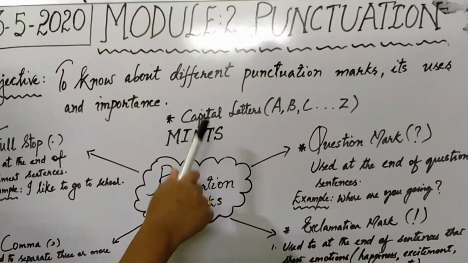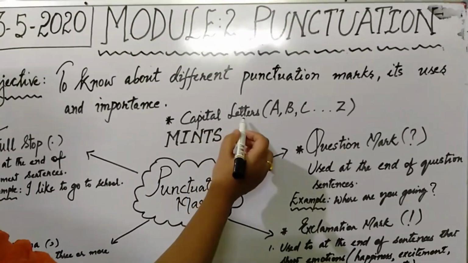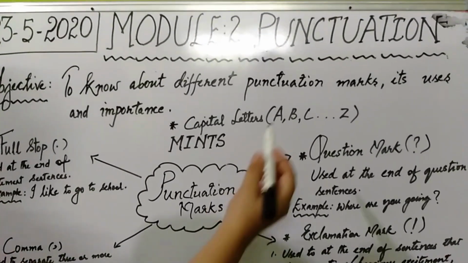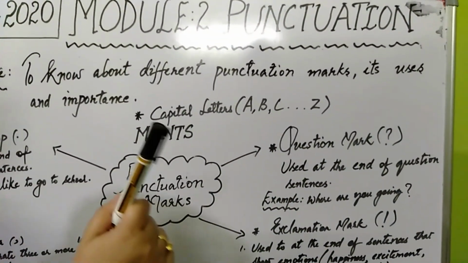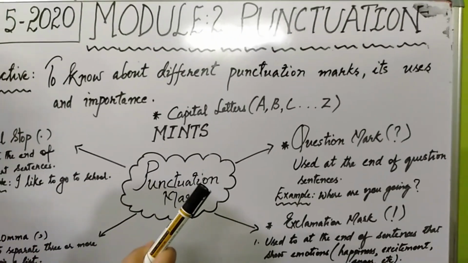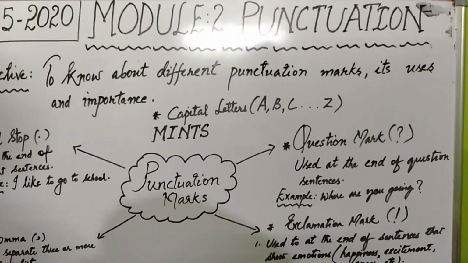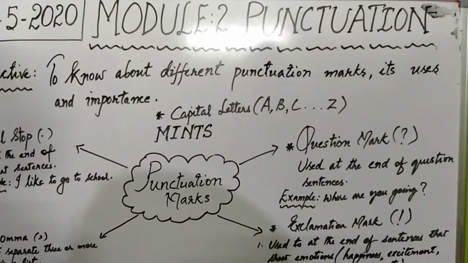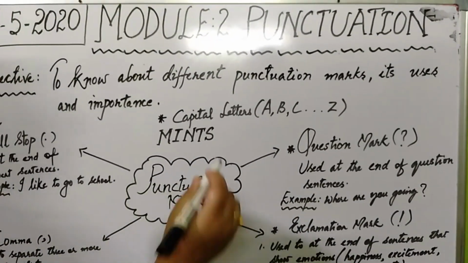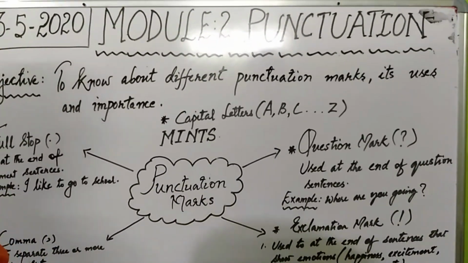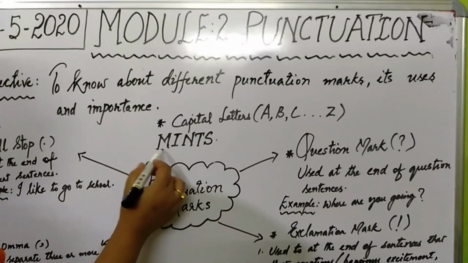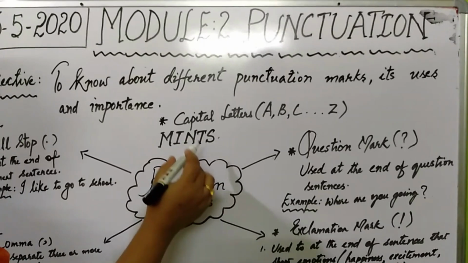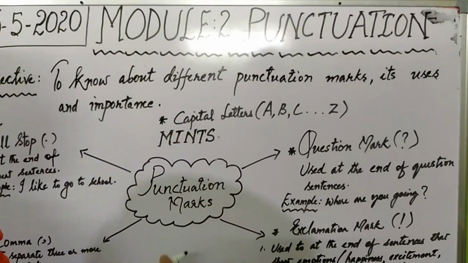Students, we'll first start with capital letters. All of you know there is a certain rule for using capital letters. Most of us know that at the beginning of a sentence we use a capital letter. But there is an acronym, a short form, that will help us know when we are supposed to use capital letters.